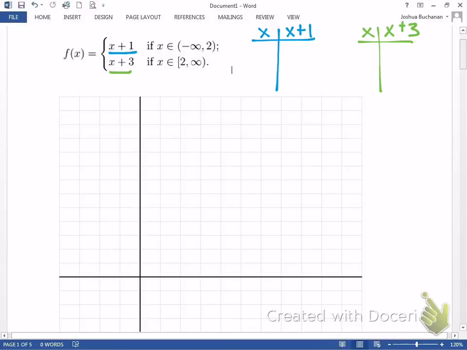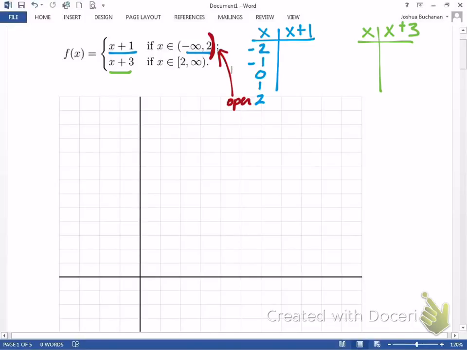And so for the first piece of this function, we see here that the domain restriction says from negative infinity all the way up to 2. And so I can use any point less than 2 that I can think of. So let's do negative 1, negative 2, 0, 1, and then we'll also do 2, but we'll have to remember that at x equals 2 there's going to be an open point because of the parentheses that is around this 2.